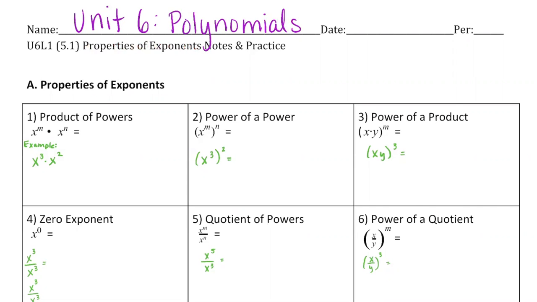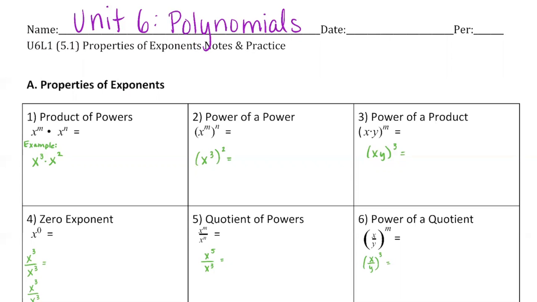Before you get started, make sure you've printed out this document. If you're not able to print it, do look at it and set up your paper appropriately. Make sure your name is on your paper, the unit and lesson, the title of the lesson. Also, in parentheses here, you see this 5.1. It means that this lesson is in chapter 5 in your textbook, lesson 1. So if you want to look there for any more examples, you can, or some further explanation.